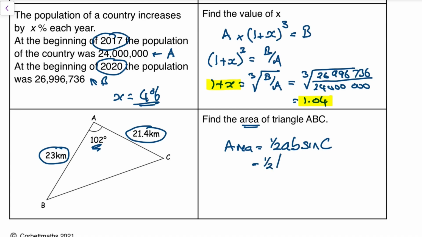So that's going to be a half times 23 times 21.4 times sine of the angle, which is 102, in my calculator. And that gives me 240.72221245, which I'm going to say is approximately 240.7. I mean kilometers, so kilometers squared. And that is it, question done.